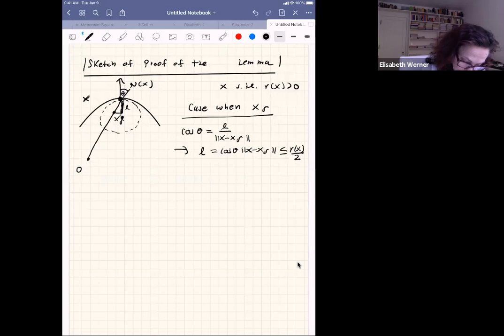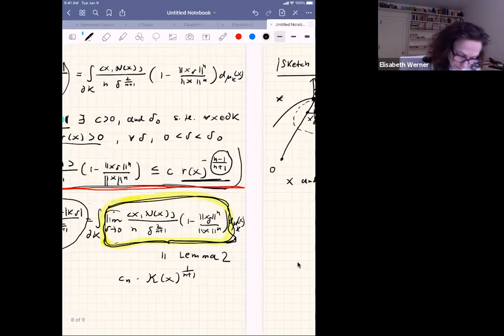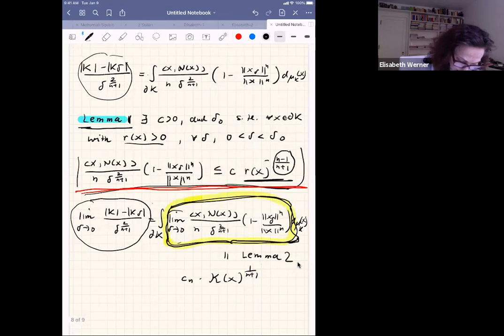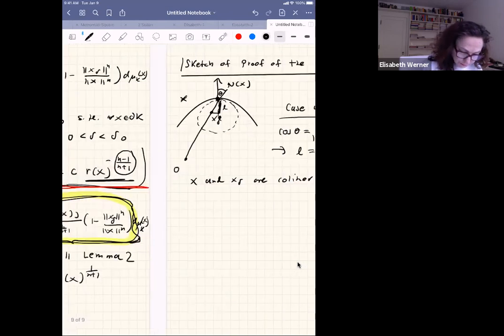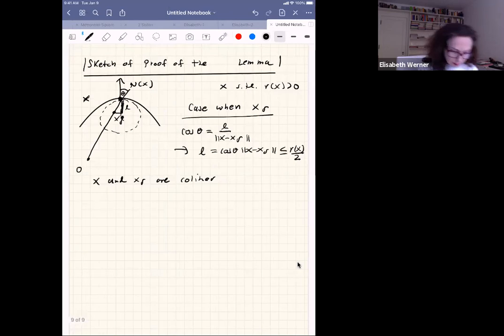Right. So now let's look at this. We know that X and X delta are collinear, and I want to rewrite this expression into something a bit more convenient to work with. So how do I rewrite? As they are collinear, we know that the norm of X is the same as the norm of X delta plus X minus X delta.